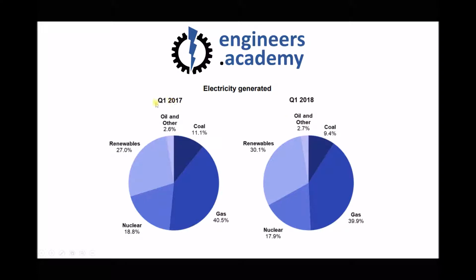I also have some data for 2018. Just note that this is only for quarter one, the first quarter of the year, and we've got a comparison for 2017 against the same quarter in 2018. The section we're interested in is the section here for renewables, where we see in 2018 we've reached our target of 30%, or here we see 30.1%, compared with 2017, where it was 27%. But that was specifically for quarter one.